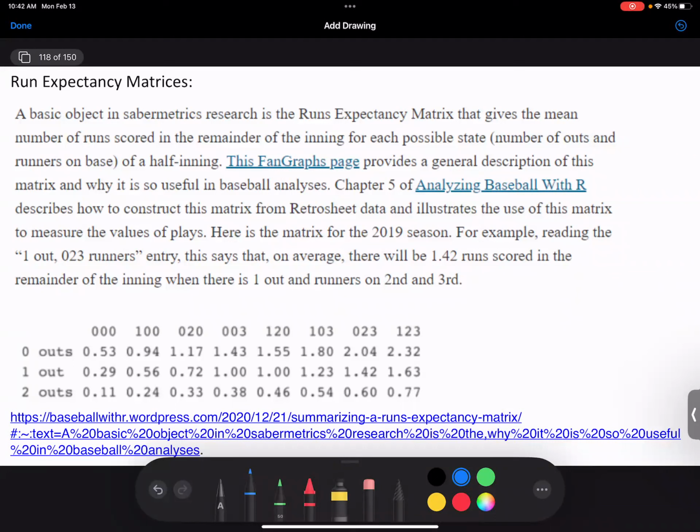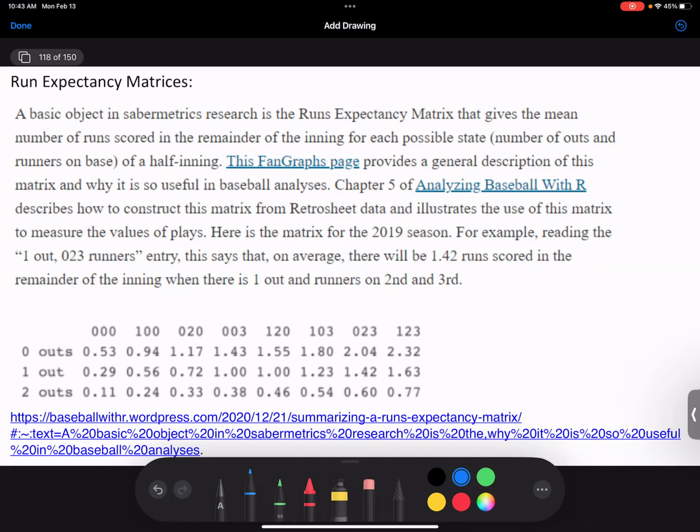So can anybody tell me what the numbers up top stand for? Yes, where the runners are. This is nobody on any base, runner on first, runner on second, runner on third, bases loaded: first, second, and third. The columns are a little bit easier: 0 out, 1 out, 2 out. And so this is telling you that if there's 1 out and a runner on third, on average, teams score 1 run from that point onward in the inning. If there are bases loaded and 2 outs, you score 0.77 runs.